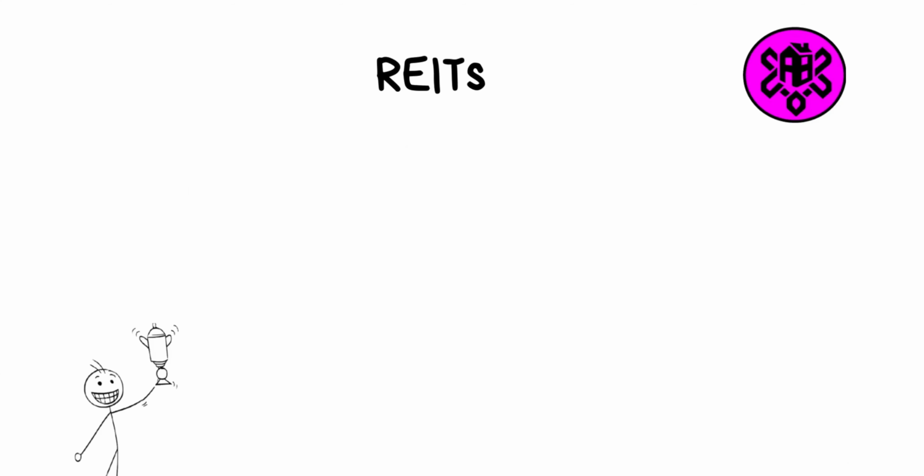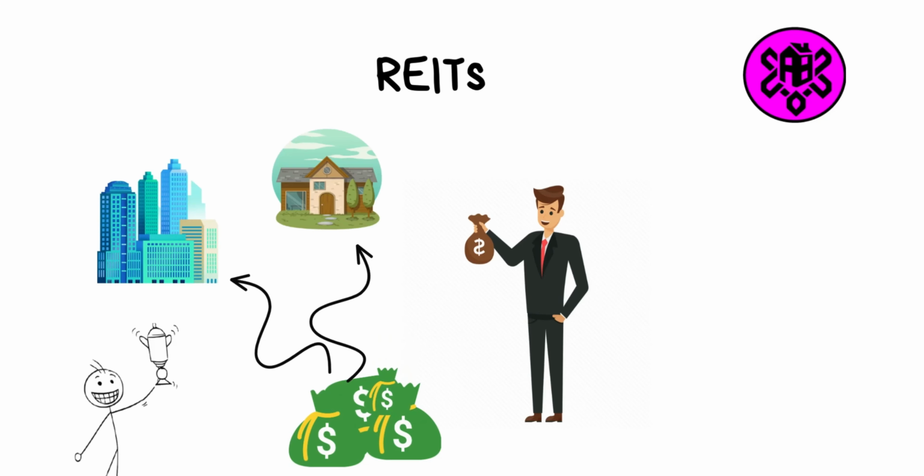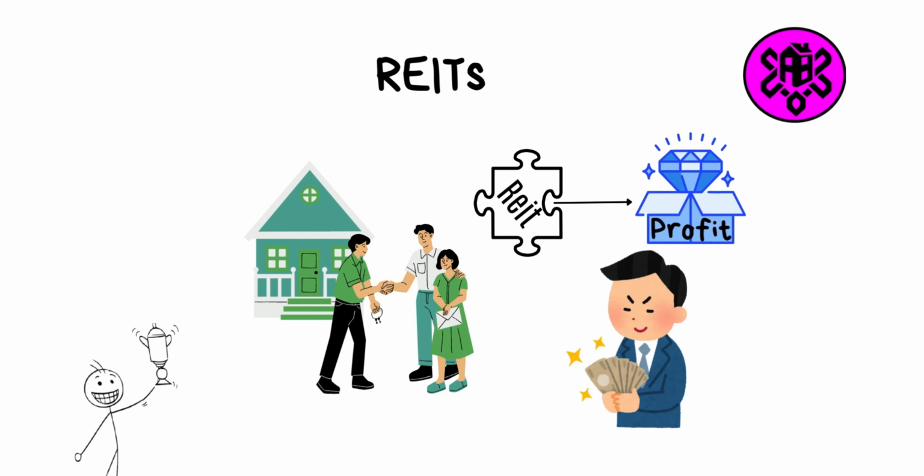REITs is like a big pot of money that people put together to invest in buildings and properties that make money. Instead of buying a house or an apartment yourself, you can buy a small piece of a REIT and earn money when that REIT makes profits from renting out or selling properties.